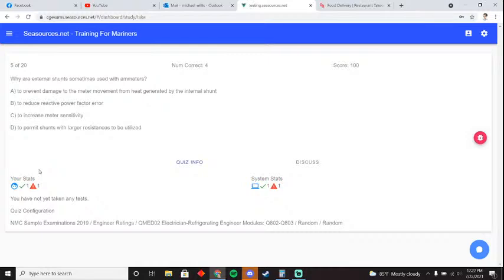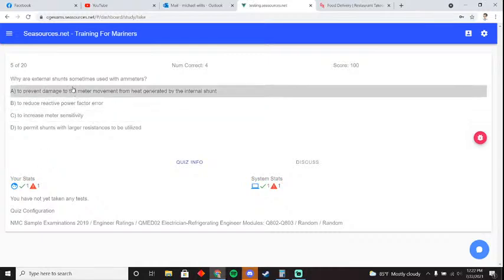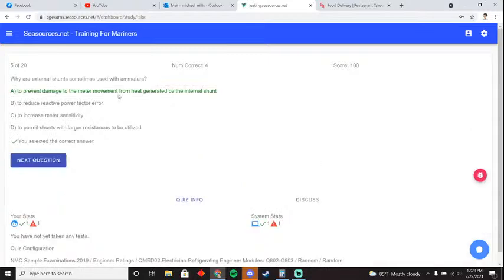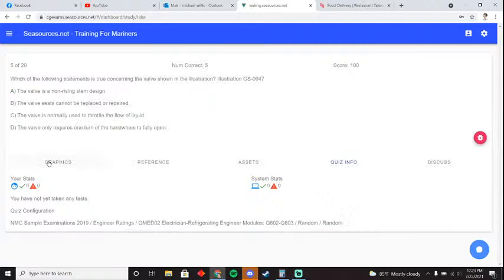Wire external shunt, sometimes used with ammeters. They are to prevent damage to the meter movement from heat generated by the internal shunt. Internal shunt. Can't read.